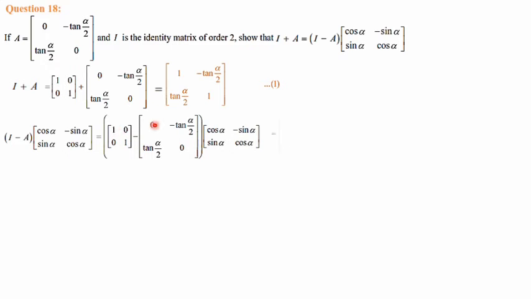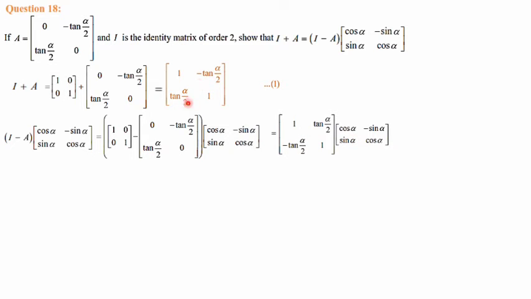So 1 minus 0, that is equal to 1. Then 0 minus tan alpha by 2, that is minus tan alpha by 2. Then 0 minus minus tan alpha by 2, that is plus tan alpha by 2. 1 minus 0, that is 1. The other matrix we are just keeping the same. When you multiply these two, we have to get this answer.